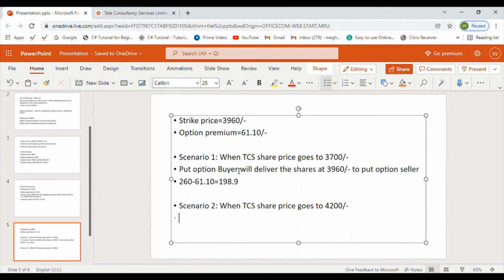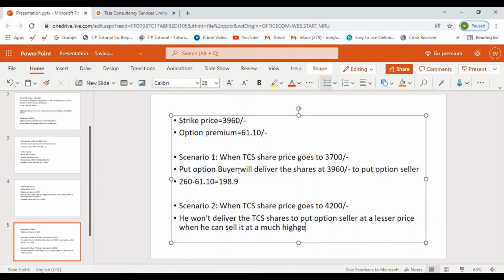What the put option buyer will do is he won't deliver the TCS shares to the put option seller at a lesser price when he can sell it at a much higher price in the cash market.